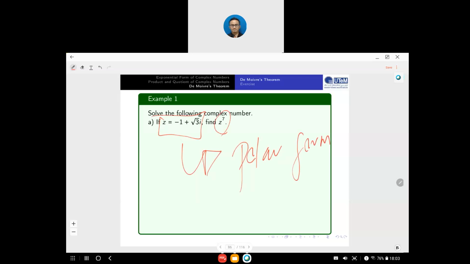Okay. In the polar form, we need to find what is r, what is theta. Make sure you know which quadrant it is placed in. Here x is negative and y is positive, so it is quadrant 2. Okay, so you need to understand. So now we want to find the value of r.